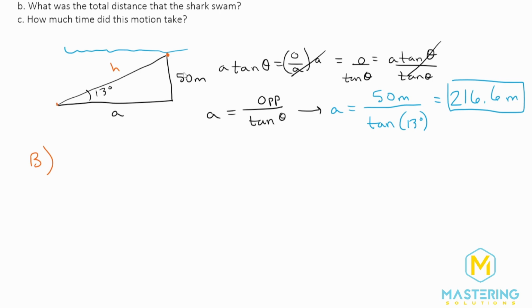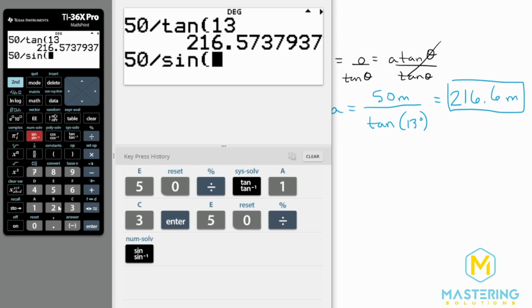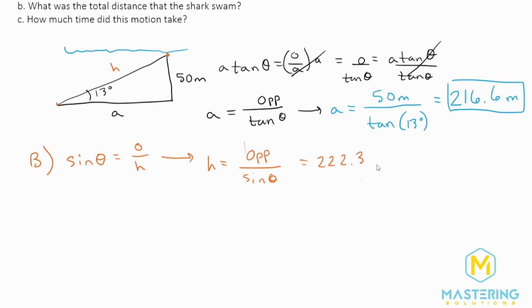So I'm going to use sine since we have opposite. So sine of the angle is equal to opposite over the hypotenuse. We're going to be using the exact same math that we did up here, so I'm not going to show it again. So that will give us the hypotenuse is equal to the opposite divided by sine of the angle theta. So now when we plug that in, the opposite was 50 divided by sine of 13 degrees. And we have 222.3 meters is the total distance that the shark swam.